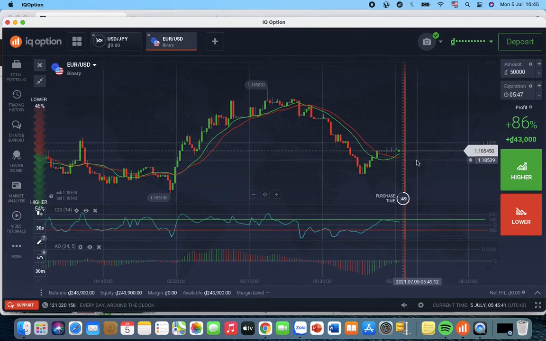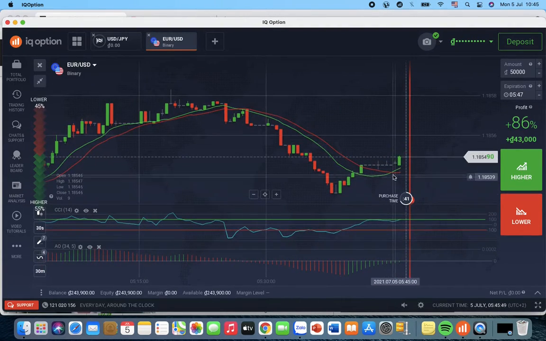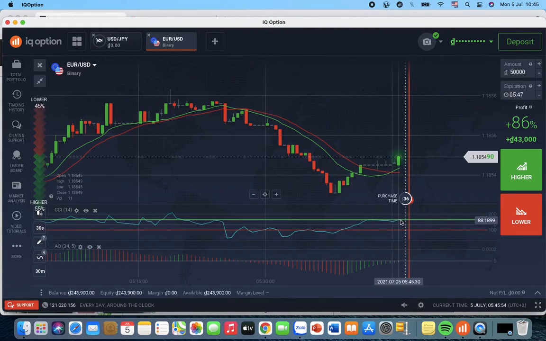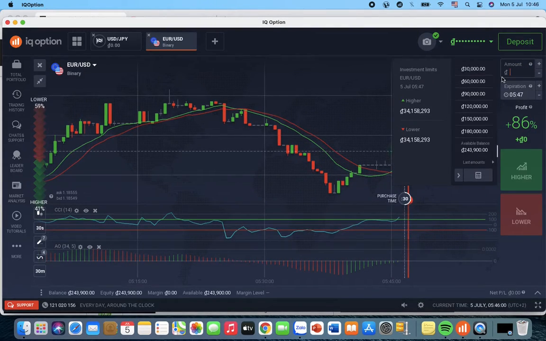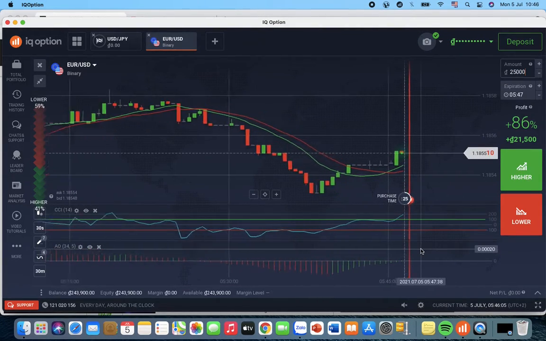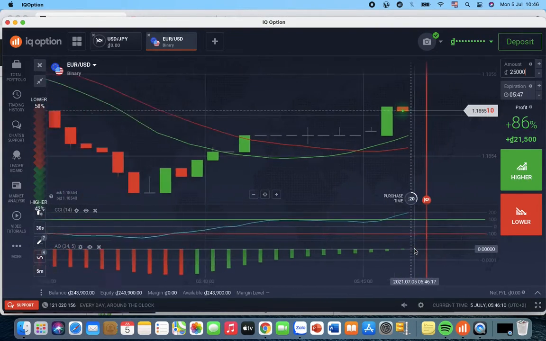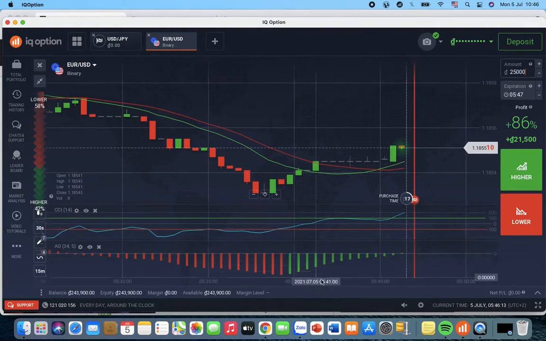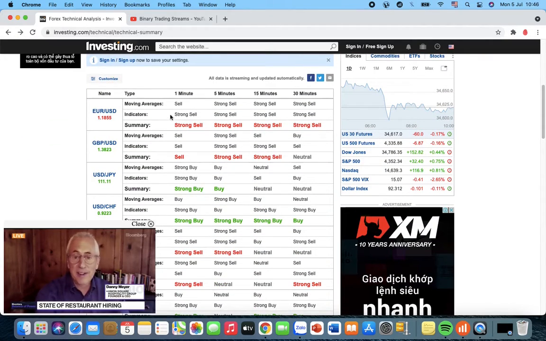Same here, right? We're having a buy here. It's gone up, so we have green on top, which is what we want. We have this breaking the line here on top, which is great. Now let's just have $25,000. All right. We're just waiting for it to have a clear break so that we can buy this option. Let's see what investing.com says. It says on EUR USD it's still a strong sell.